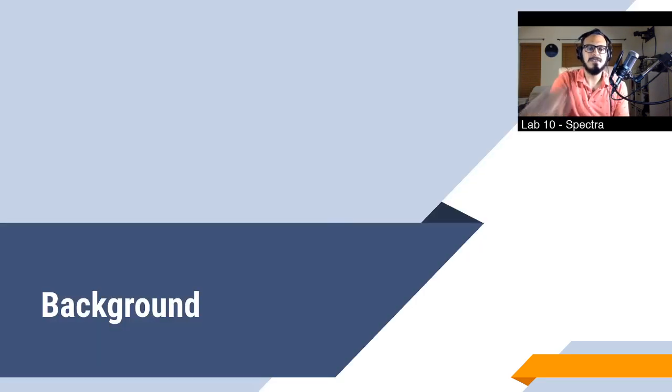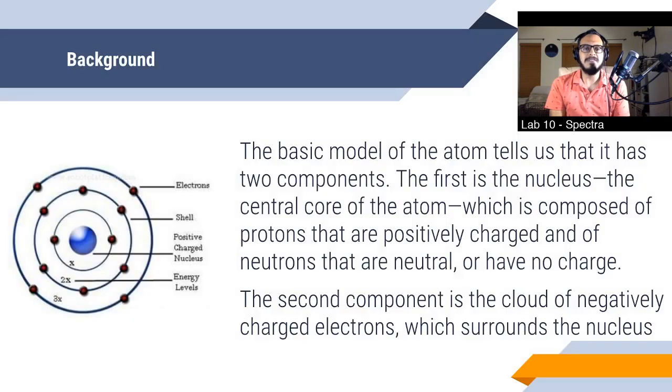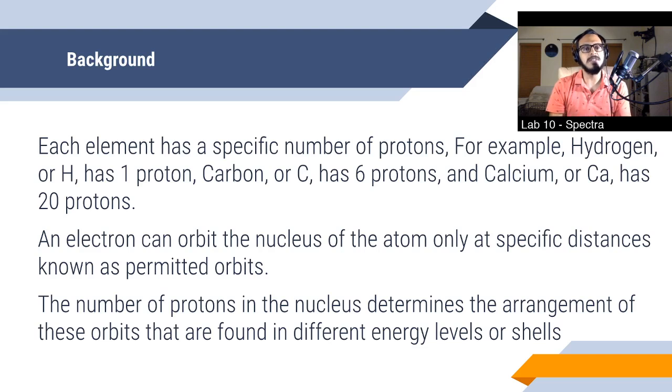A bit of background. The basic model of the atom tells us that it has two components. The first is the nucleus, the central core of the atom, which is composed of protons that are positively charged and of neutrons that are neutral or have no charge. The second component is the cloud of negatively charged electrons which surrounds the nucleus. Each atom has a specific number of protons. For example, hydrogen, or chemical symbol H, has 1 proton, carbon has 6 protons, and calcium has 20 protons.